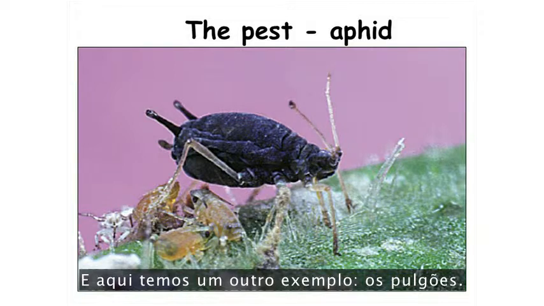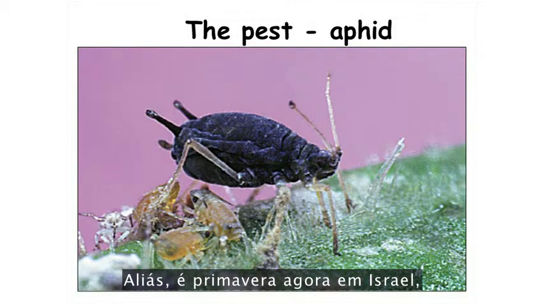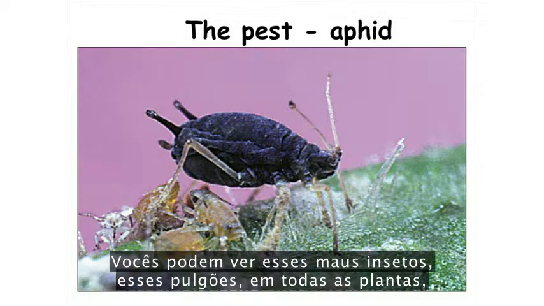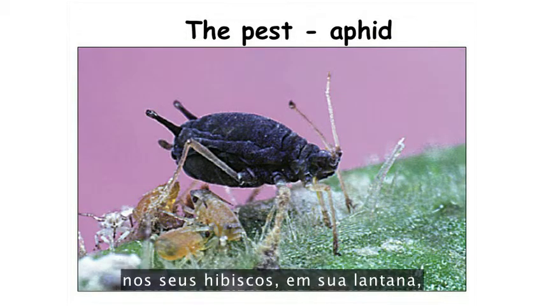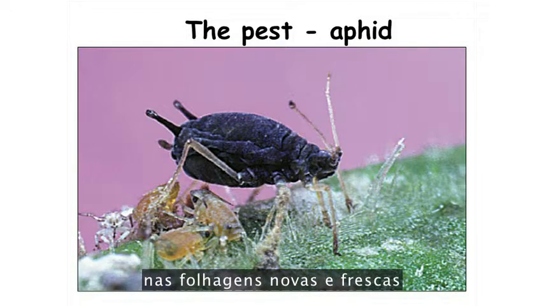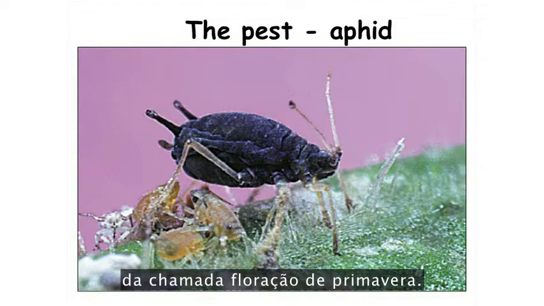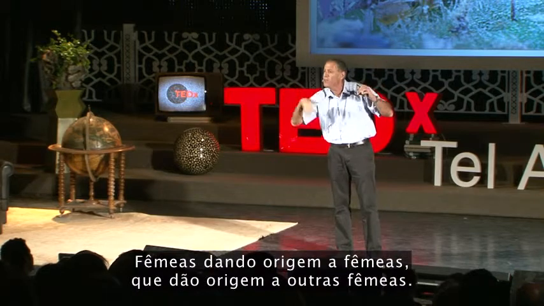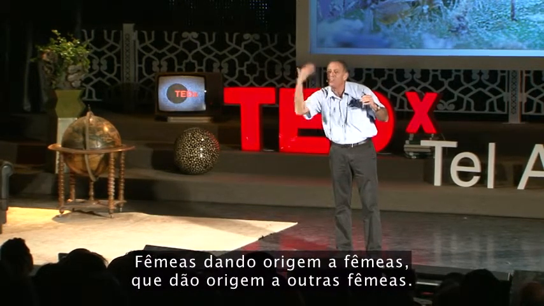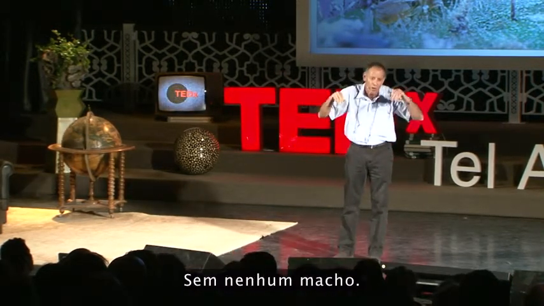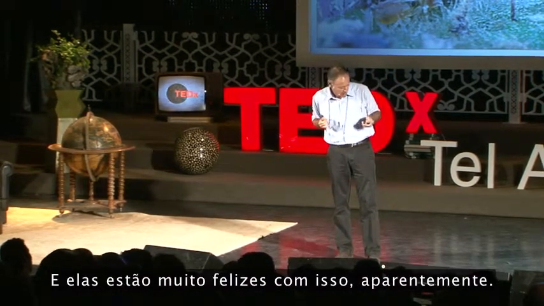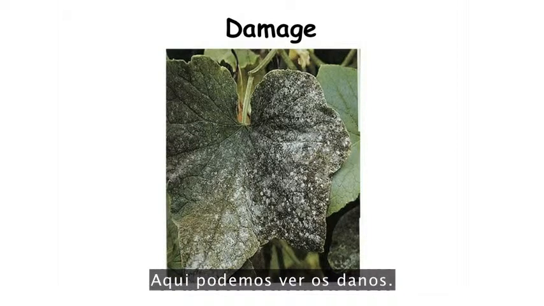And there is another example, aphids. By the way, it's springtime now in Israel. When temperature rises sharply, you can see those bad ones, those aphids, all over the plants. In your hibiscus, in your lantana, on the young, fresh foliage of the so-called spring flush. By the way, with aphids, you have only females. Like Amazons, females giving rise to females, giving rise to other females. No males at all. Parthenogenesis, it's so-called. And they are very happy with that, apparently. And here you can see the damage.